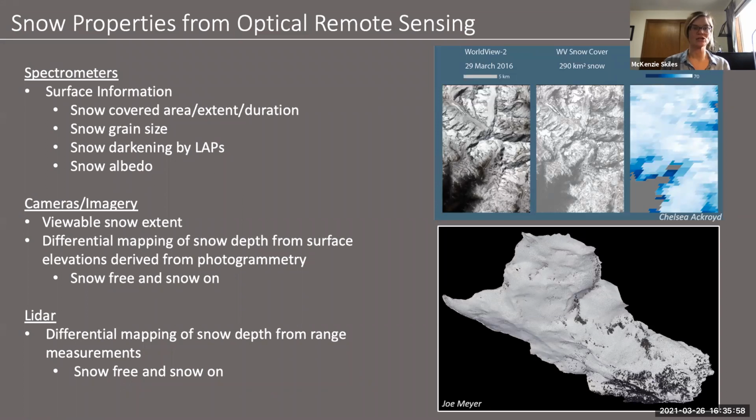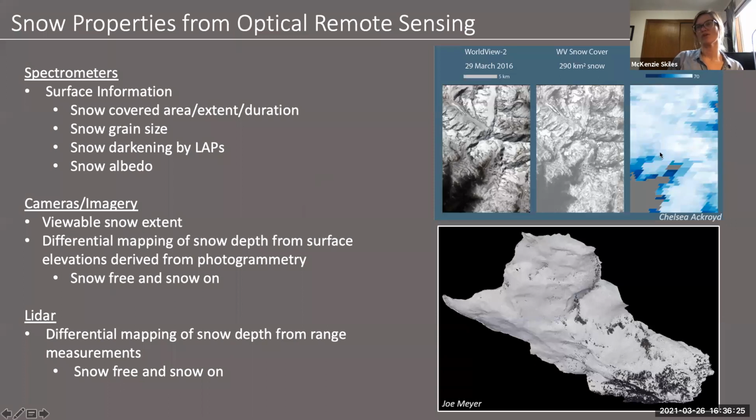So the way that we actually get volume information from optical remote sensing requires two retrievals, at least, one without snow and one with snow. And the same concept applies to LiDAR. It's a differential mapping technique. So it's primarily used to map snow depth using range measurements at two different times. So snow free and snow on.